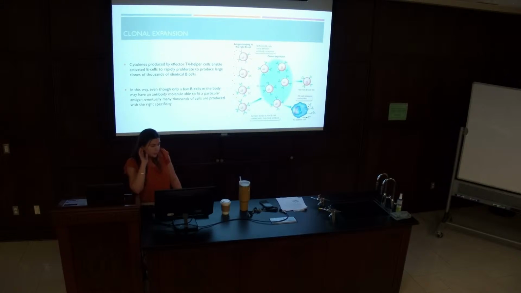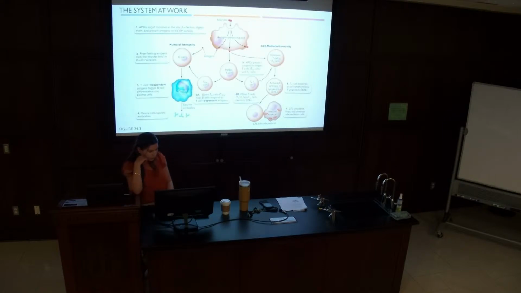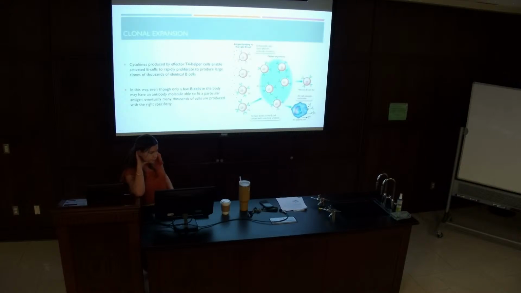So clonal expansion. We said cytokines are produced by these T helper cells. Here it's called T4, so that's another way to remember that it's CD4 positive cells, and they bind to MHC class 2 molecules. And so these cells can help activate B cells to rapidly proliferate. So this is me giving you this example here where it's T cell dependent, where you have a T helper cell that takes it to the B cell. So cytokines are produced during this process.